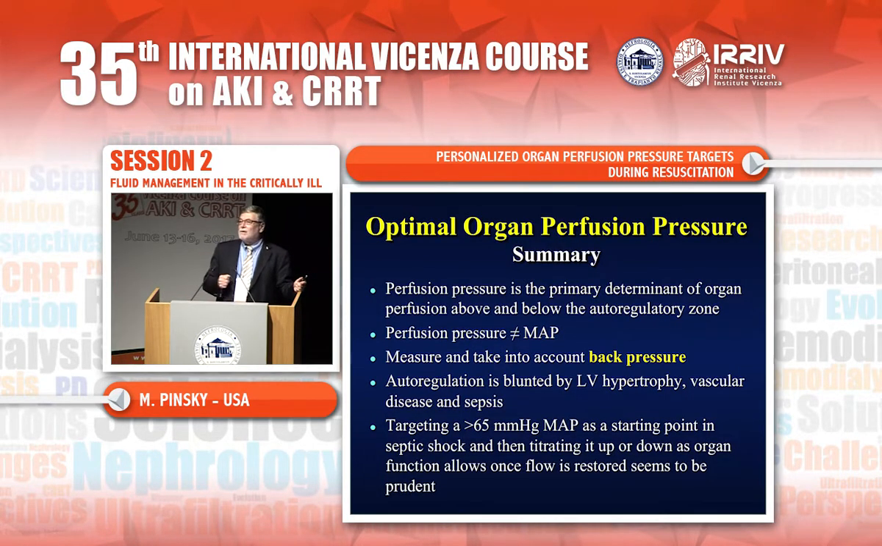So let me just summarize to give it to you in perspective. You want to get a perfusion pressure above the autoregulation level. Below that autoregulatory range, perfusion pressure is the primary determinant of organ blood flow. Above it, autoregulation occurs. Perfusion pressure is not mean arterial pressure. If you have intra-abdominal hypertension, a mean arterial pressure of 70 may be a perfusion pressure of 30. You don't know. You have to measure the back pressures. So measure the back pressure.